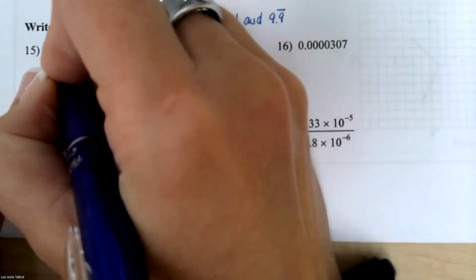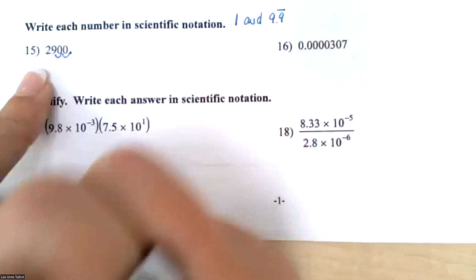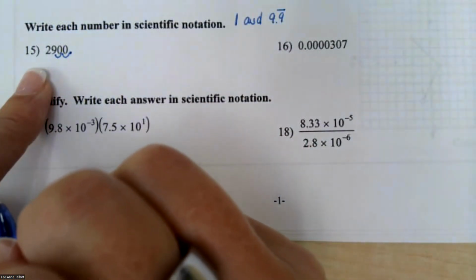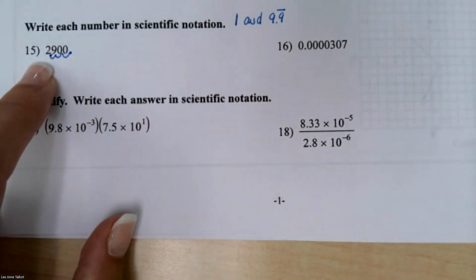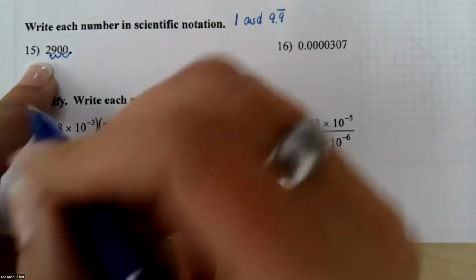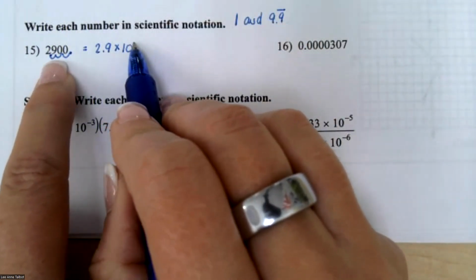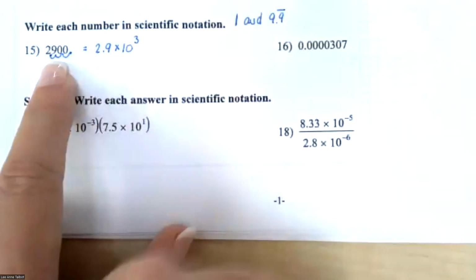Okay, so let me explain. I'm at 2,900. If I move the decimal one spot, I have 290. If I move it another spot, I have 29. Do you see what I'm doing? And then if I move it another spot, I have 2.9. That's what I'm looking for. I'm looking for a number between 1 and 9.9 repeating. So I say, okay, 2.9 times 10. And then the exponent is how many spots I moved it, which is 3.